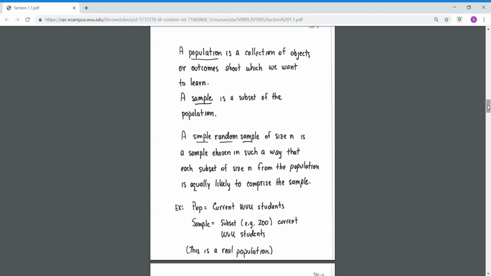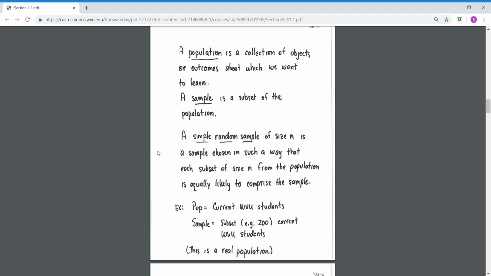So if you recall on the previous slide, we defined population and sample. This is to help us understand the ideal method of sampling. A simple random sample of size n is a sample chosen in such a way that each subset of size n from the population is equally likely to comprise the sample.